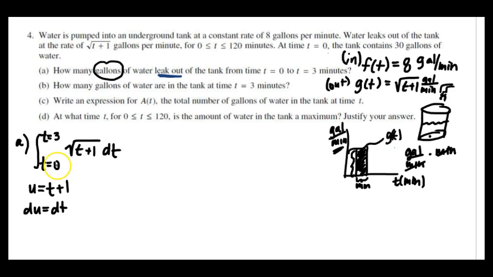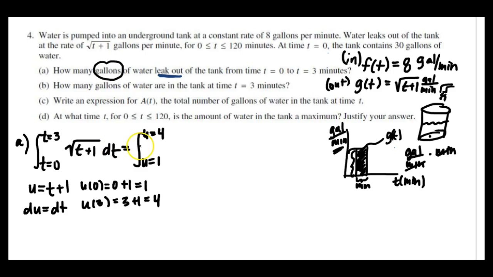If I substitute in 0, u of 0 is 0 plus 1, so my new limit would be u equals 1. And then u of 3 would become 3 plus 1, so that would give me u equals 4. And t plus 1 becomes u, and dt becomes du. So now I don't have to care at all about the original integral. I'm solving this definite integral here.